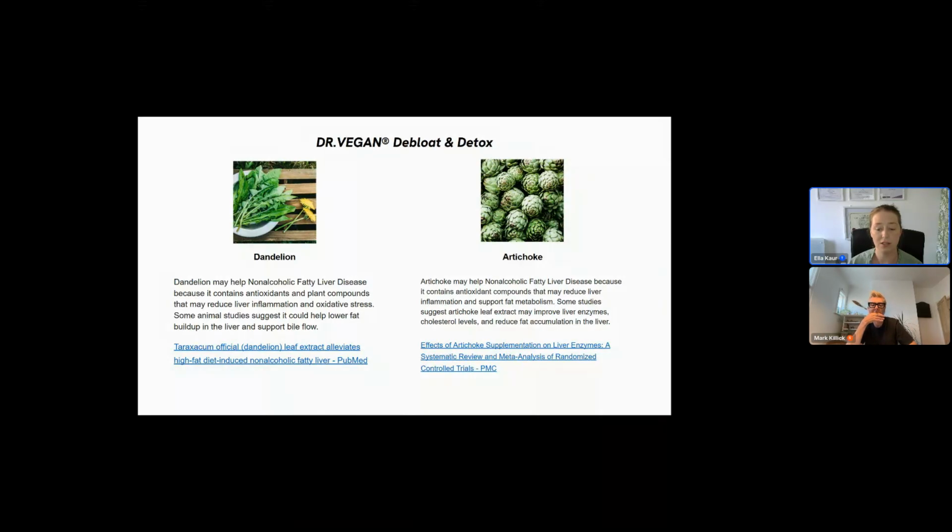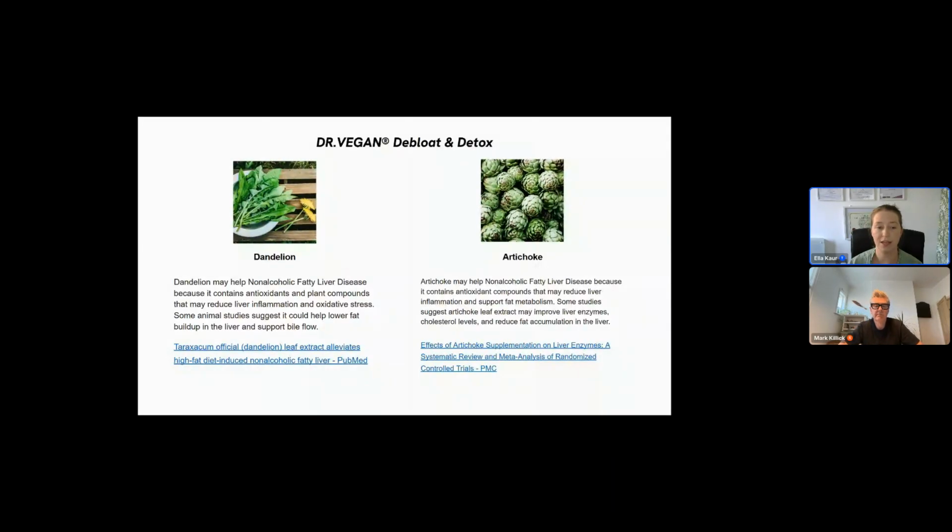And we have our artichoke there as well. Artichoke is again really helpful for fatty liver disease, because it contains antioxidants and anti-inflammatory compounds. It also helps to support liver fat metabolism. And there are some studies that suggest that artichoke leaf improves liver enzymes and cholesterol levels, and also reduces the fat accumulation in the liver.